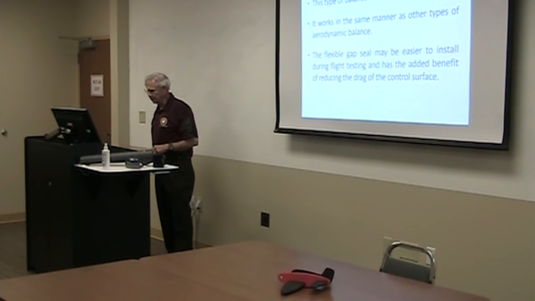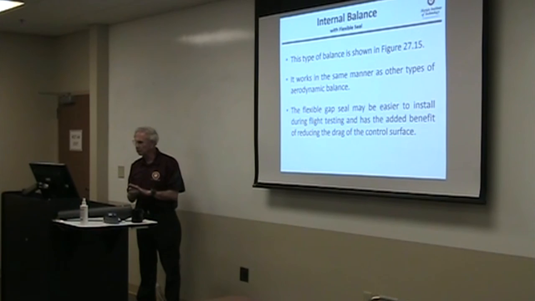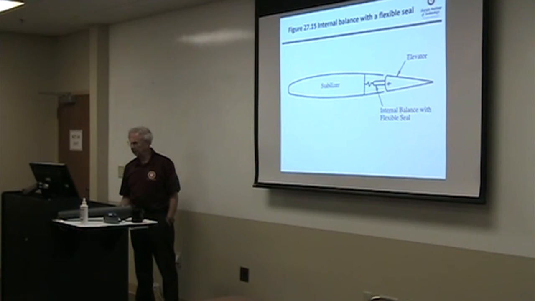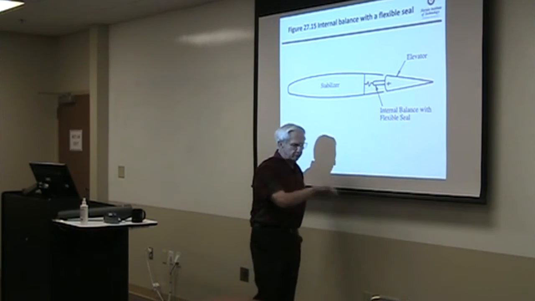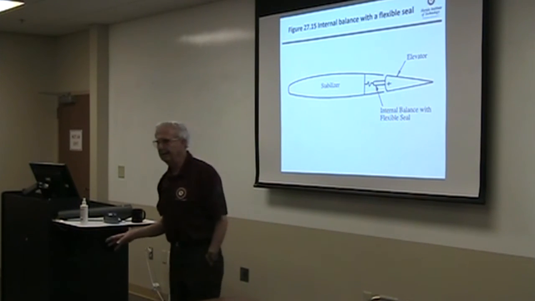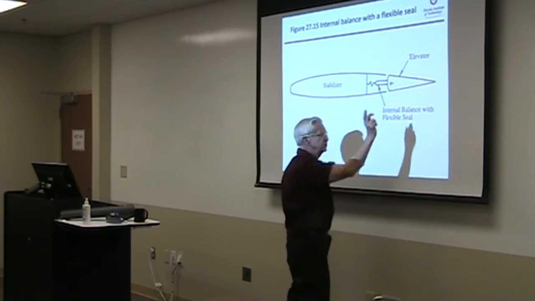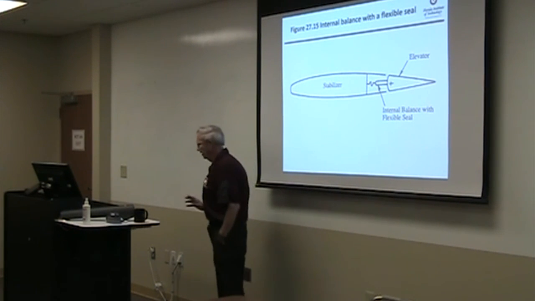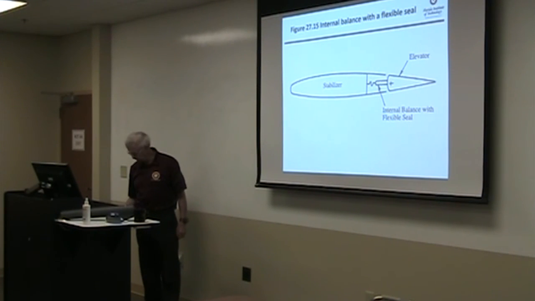Okay. So that's the horn balance. Another type of balance, internal balance. We're about to run out of time here. Internal balance with a flexible seal may look something like this. What this prevents from happening, and this one probably will give you a little better drag, is a high pressure area from one side of the surface plane to the other. It blocks it off from doing that, okay? But it also acts as a balance that tends to reduce the floating tendency.